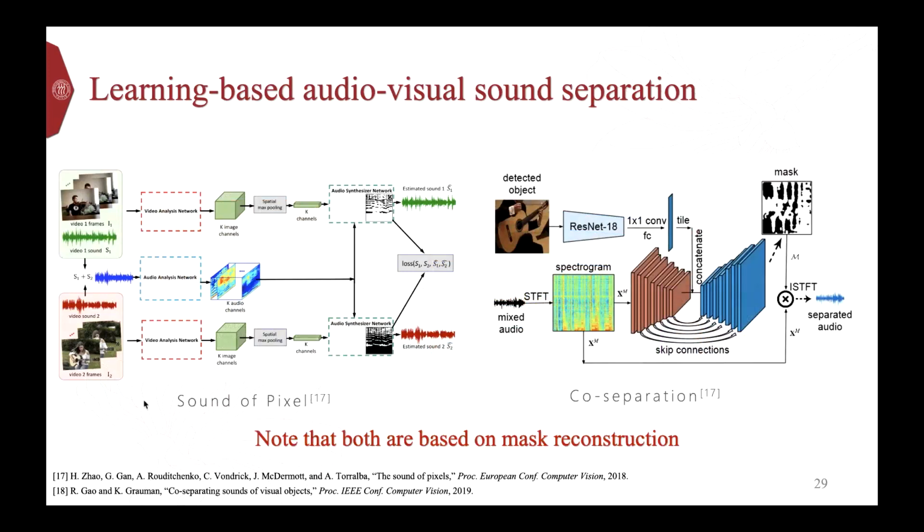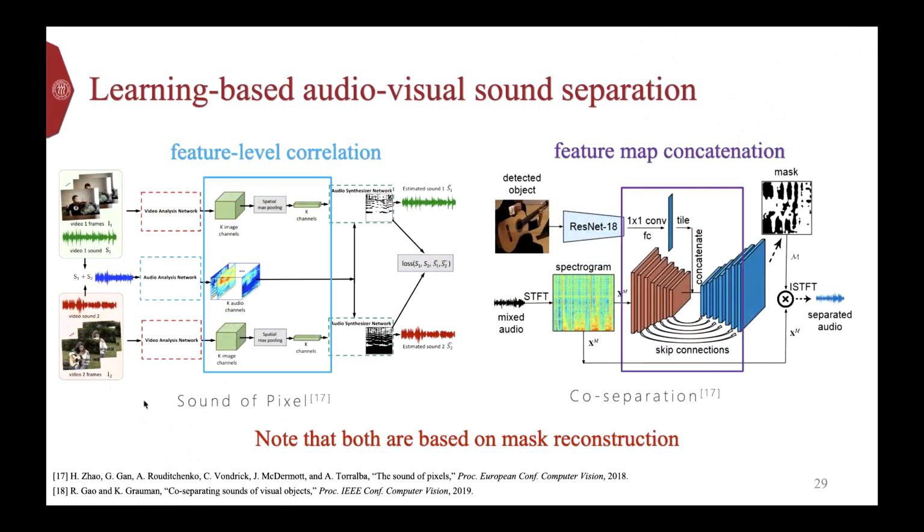And the left one aims to learn the correlation at the feature level of the audio and visual features. And the right one introduces the feature map for sound separation by concatenating the feature map in the middle layers of the UNet for the spectrogram modeling. These two models also employ binary mask prediction for training the audiovisual models.